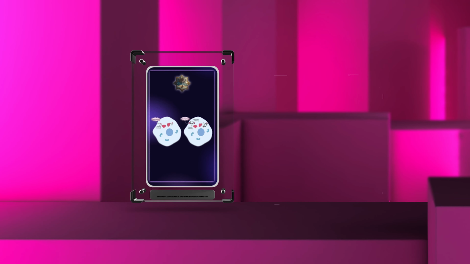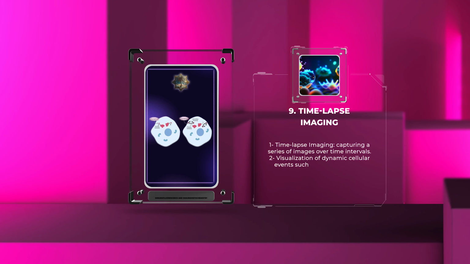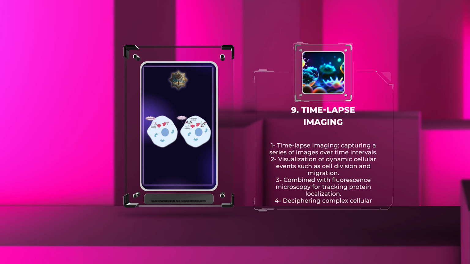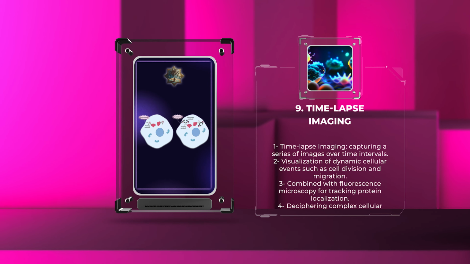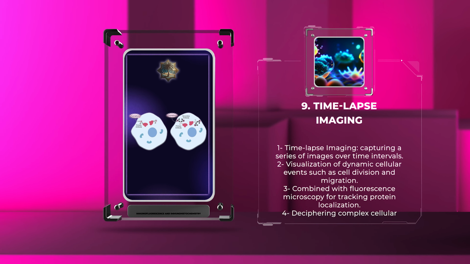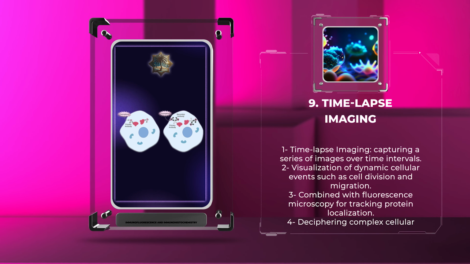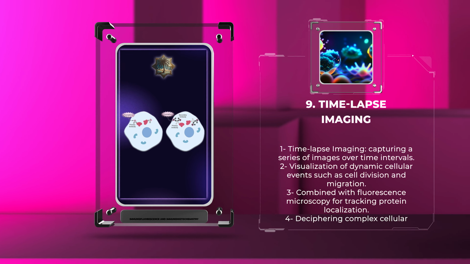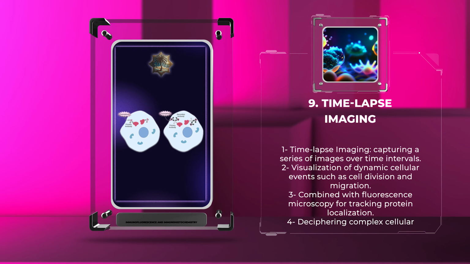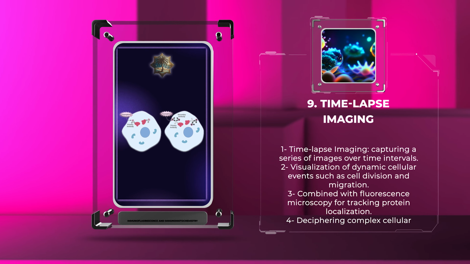Time-lapse imaging involves capturing a series of images over defined time intervals to study dynamic cellular events. This technique enables the visualization of cellular processes such as cell division, migration, and intracellular transport in real time. Time-lapse imaging is commonly combined with fluorescence microscopy to track protein localization, organelle dynamics, and cellular responses to stimuli. It provides invaluable information about temporal changes in cellular behavior, helping to decipher complex cellular processes.